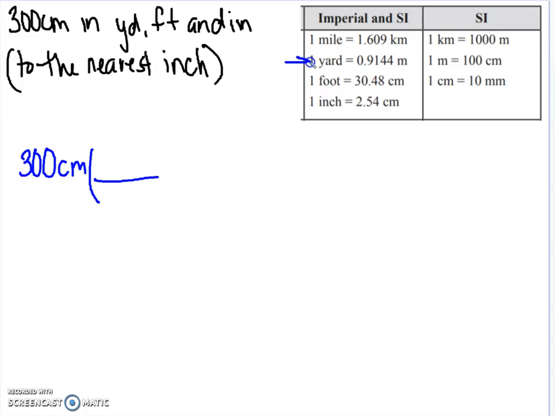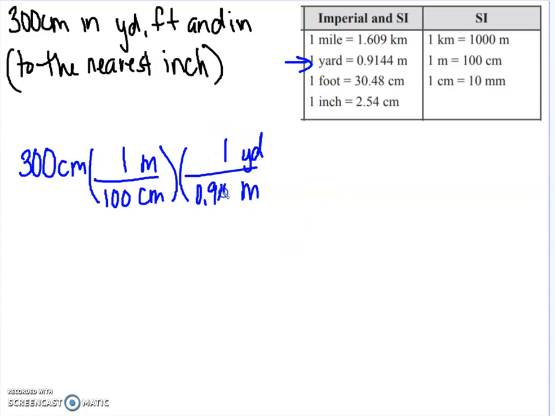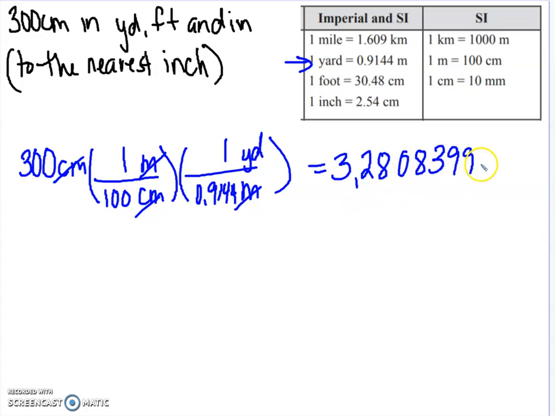But looking at this, there's only a relationship between yards and meters. So I'm first going to have to convert to meters. And then once I have meters, I can convert to yards. And again, I'm setting this up so that I can cancel out centimeters, cancel out meters, and end up with yards. So I'm going to take 300, I'm going to divide by 100, and also divide by 0.9144 to get 3.2808399.